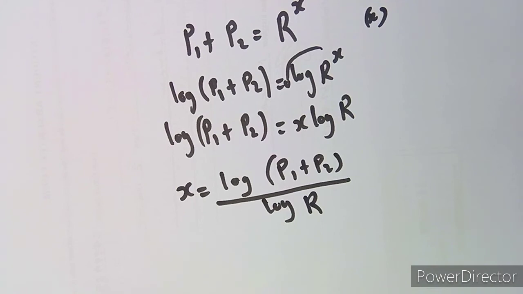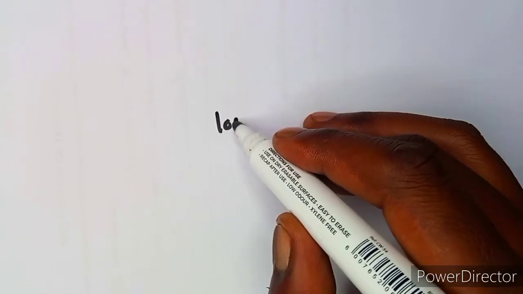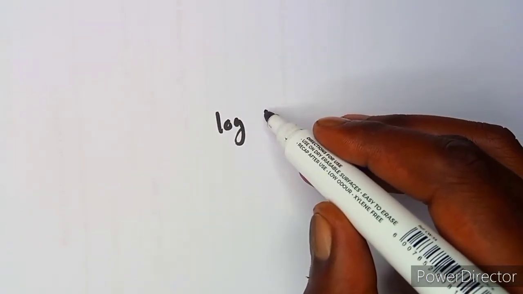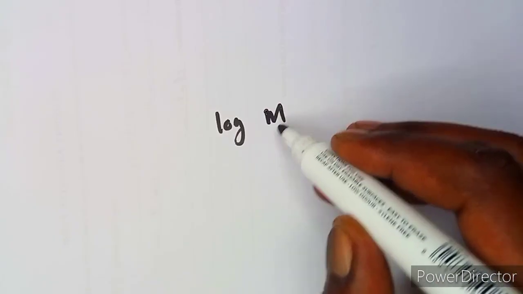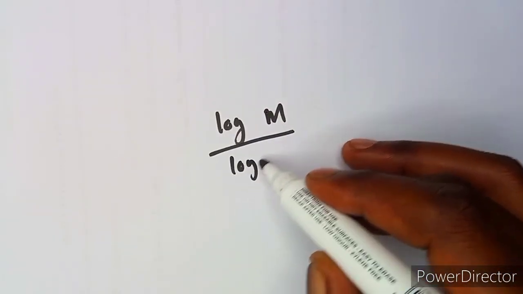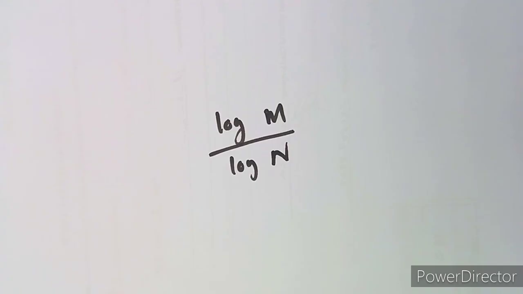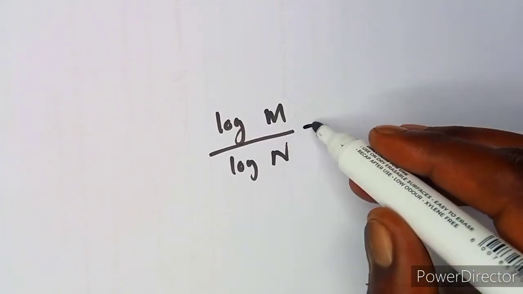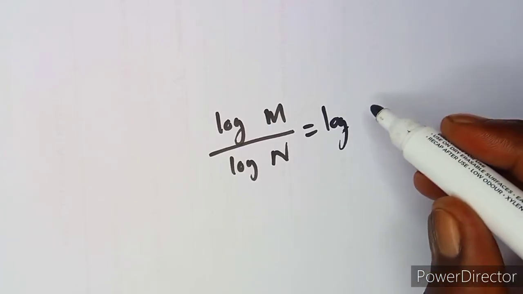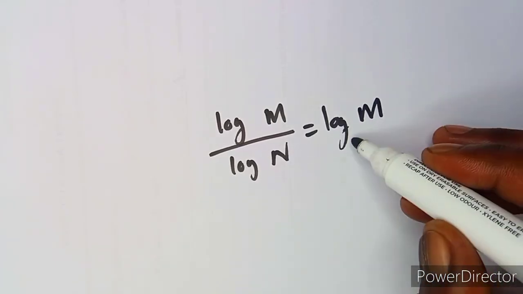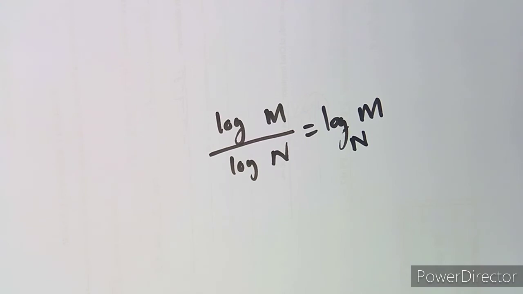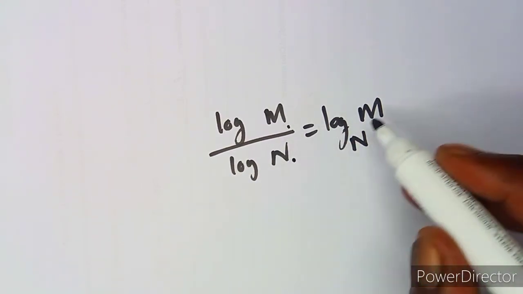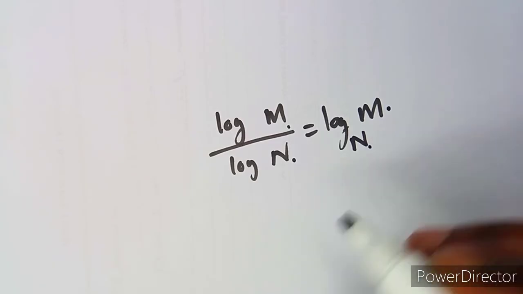But how can we rewrite this in another way or another format? Let's refer back to logarithms. Log m over log n, whatever that you're given, in actual sense is the same as log m in base of n. So if we are dividing logarithms, it's same as writing it as log m in base of n.